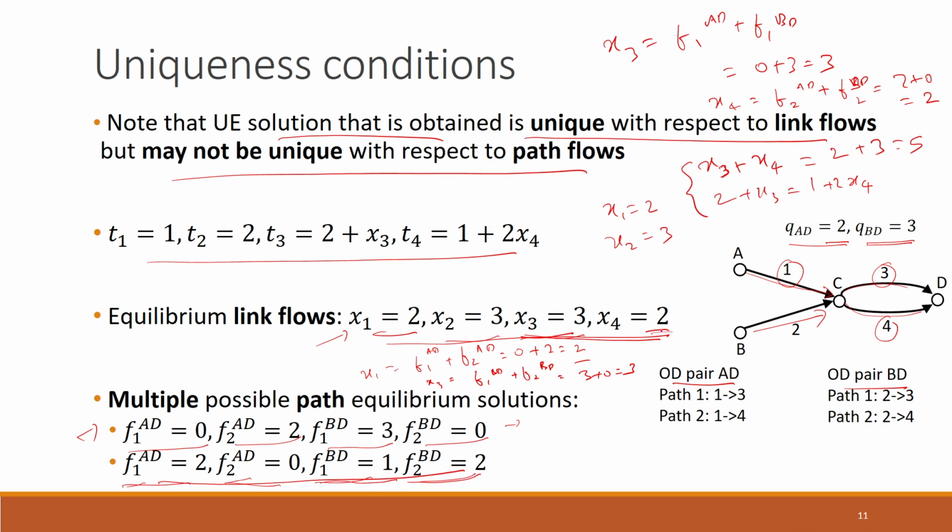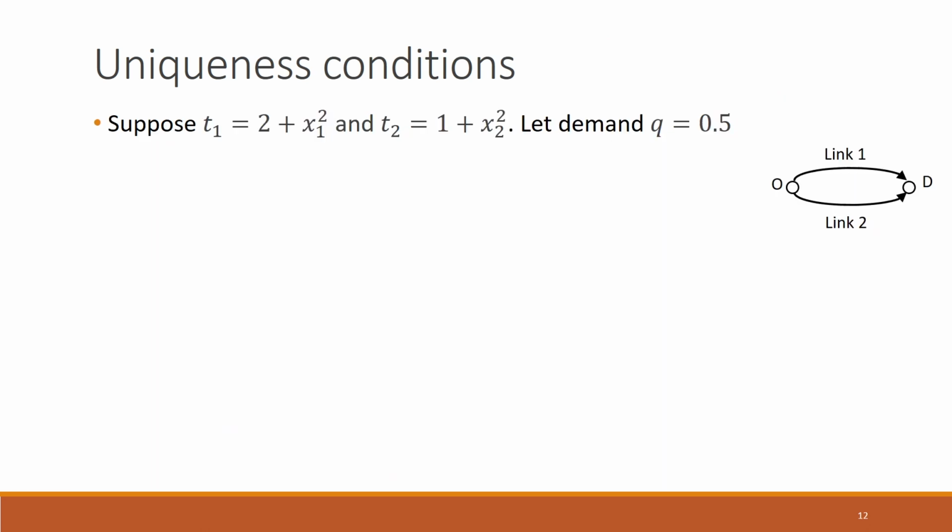So, in fact, there are multiple solutions which will result in the same link flows. Okay. So, this uniqueness of the solution is with respect to the link flows only and not the path flows.